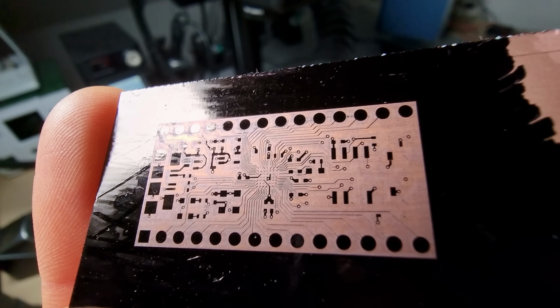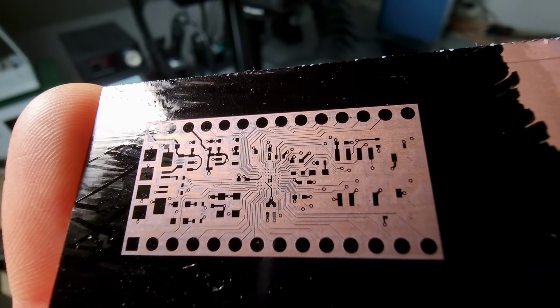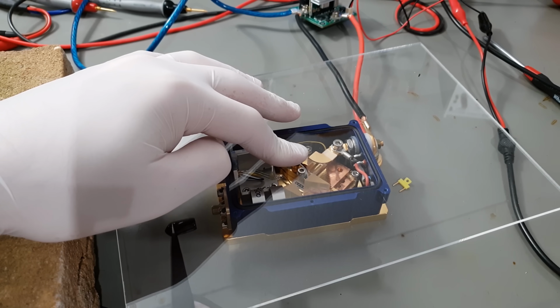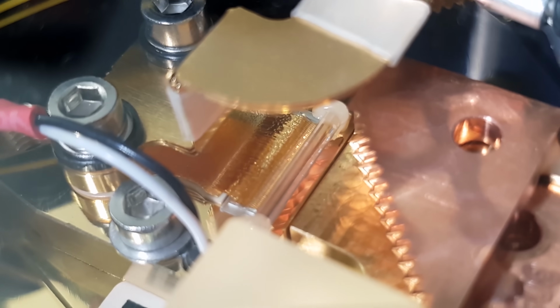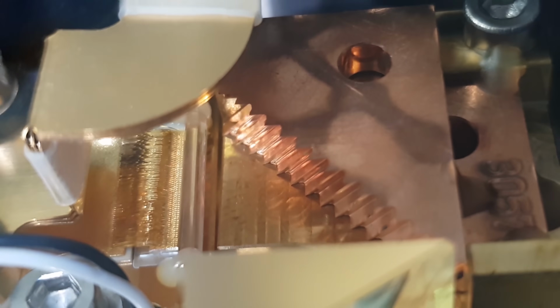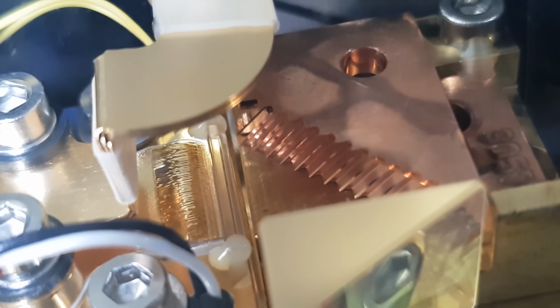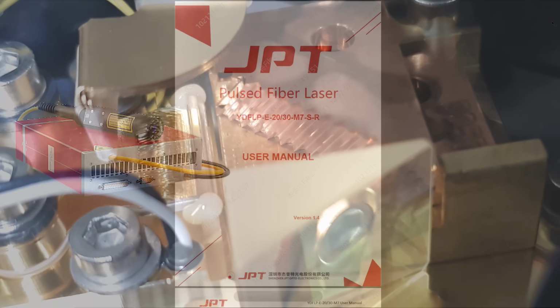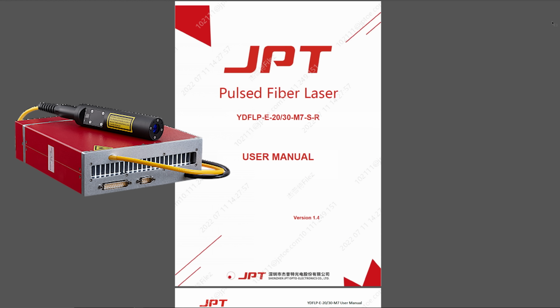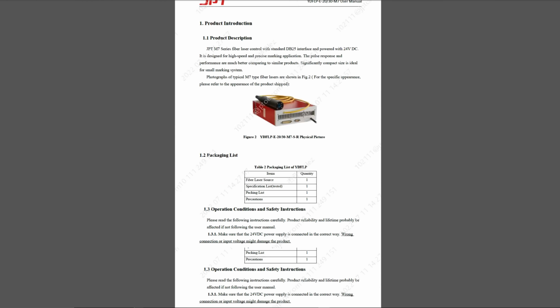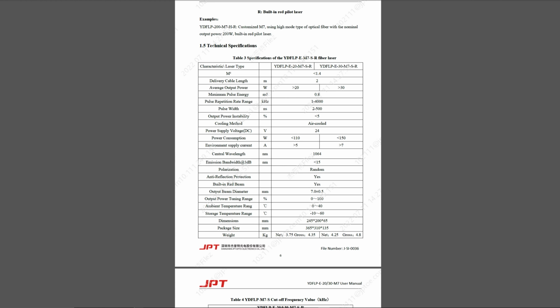Direct copper ablation is also possible, but even more difficult. Copper is a great reflector for infrared wavelengths, remember? And a great thermal conductor, making this a challenge for the lowest power JPT MOPA source there is. EM Smart is using a YDFLP-E20M7SR source in this machine.